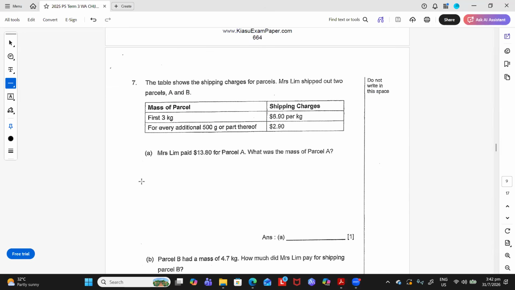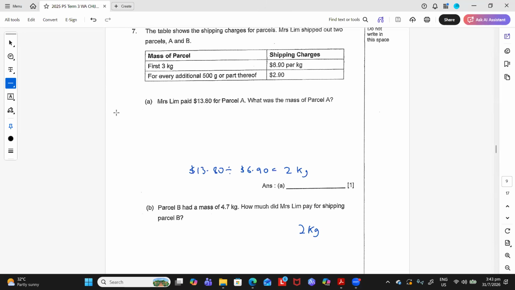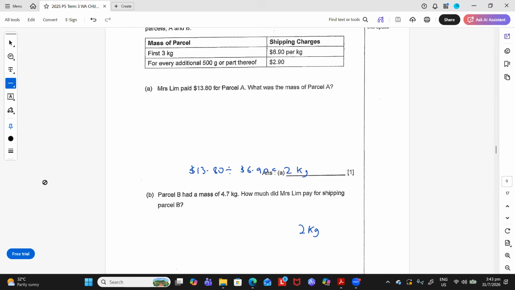Okay, Mrs. Lim paid $13.80 for parcel A. What was the mass of parcel A? Okay, this one is quite easy. Just take $13.80 and you simply divide it by $6.90. Mass of parcel A is 2 kg. Done. Okay. Now, parcel B had a mass of 4.7 kg. How much did Mrs. Lim pay for shipping?